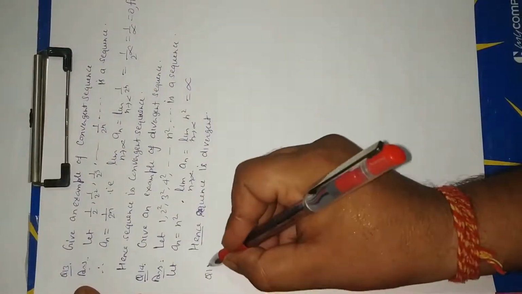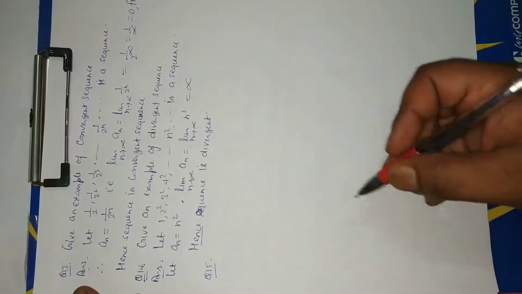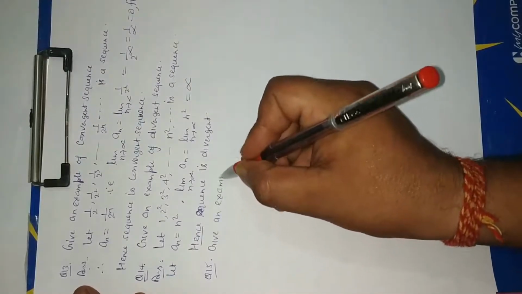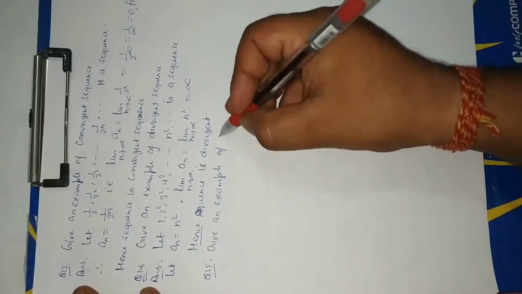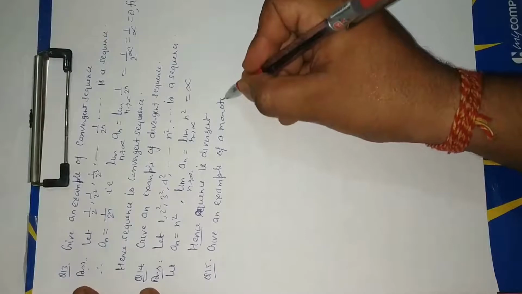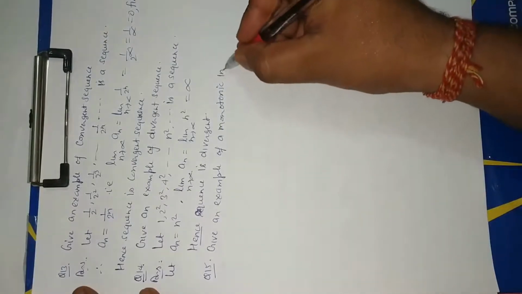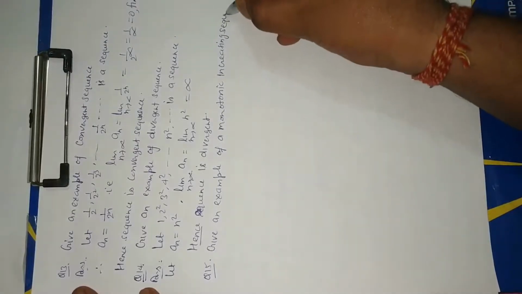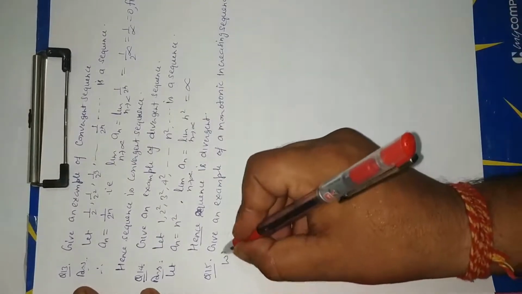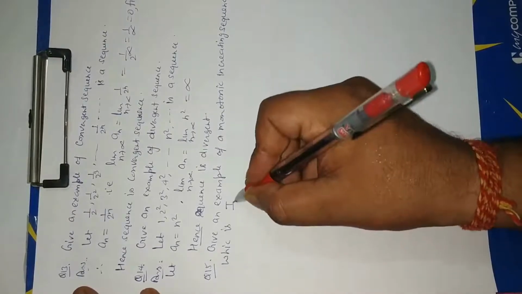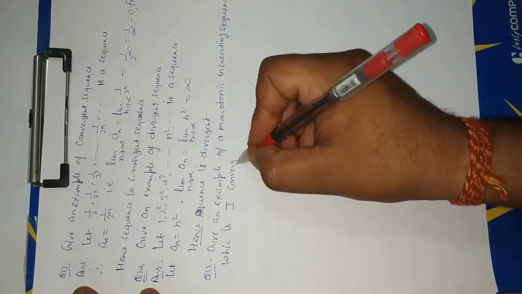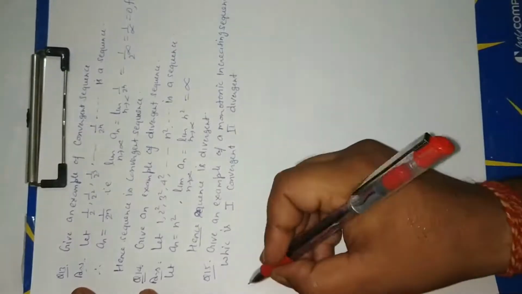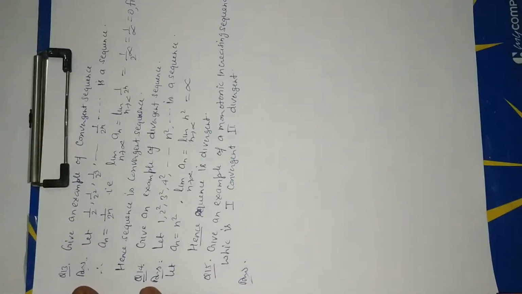Now next question number 15. Give an example of a monotonic increasing sequence which is, number first convergent, number second divergent. Now answer.